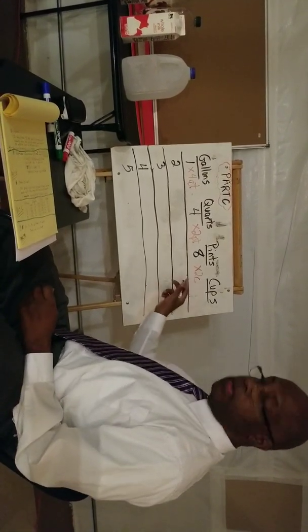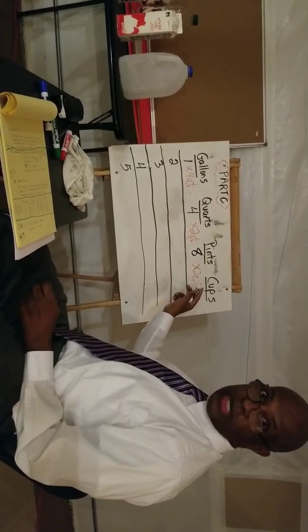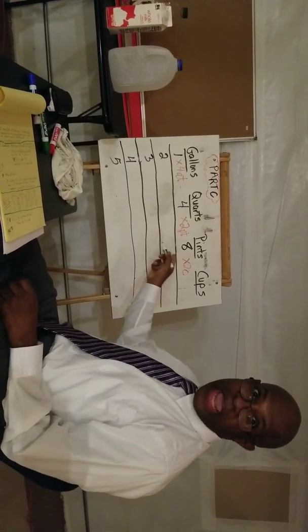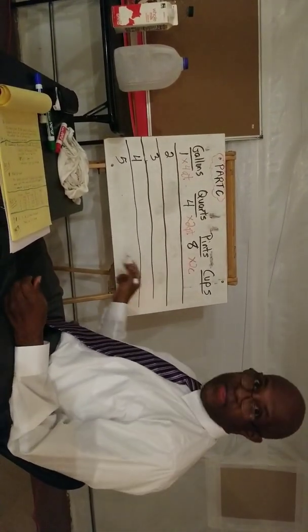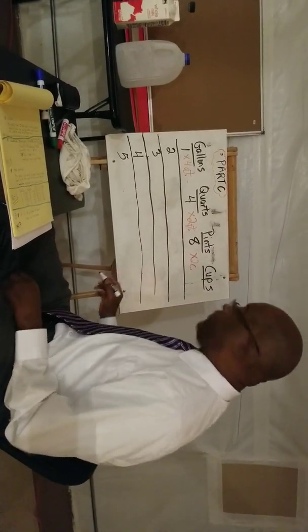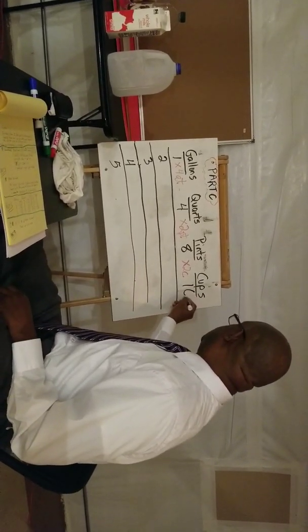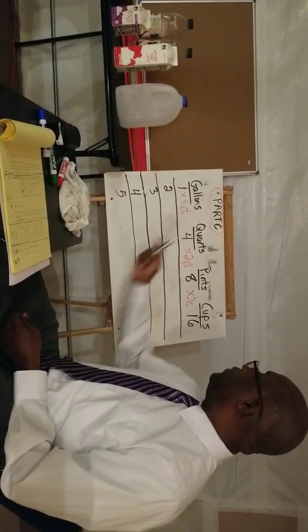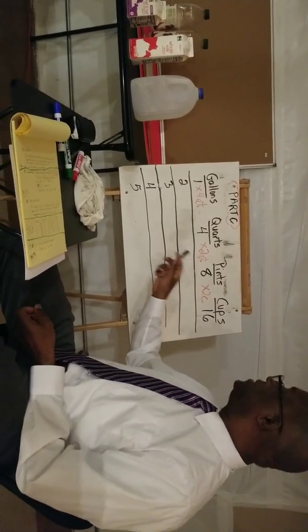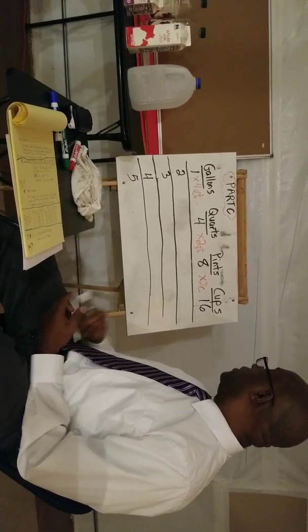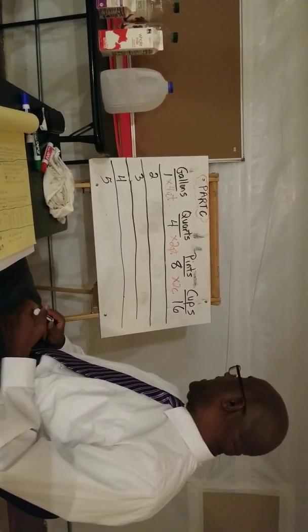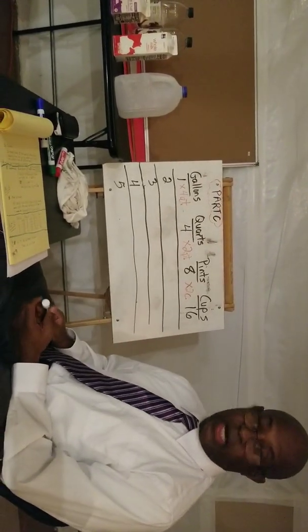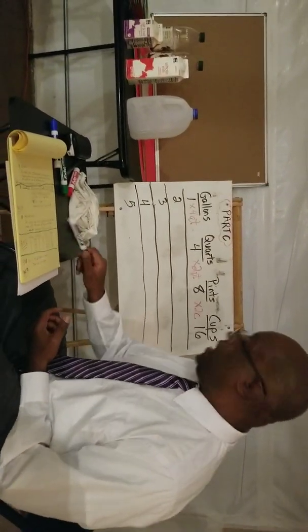We know that there were 2 cups that we could pour into 1 pint. So if we have 8 of those pints, you multiply that by 2 cups, and then that would give you 16 cups. So we know so far that 1 gallon is equivalent to 4 quarts. 4 quarts is equivalent to 8 pints. 8 pints is equivalent to 16 cups. Okay?